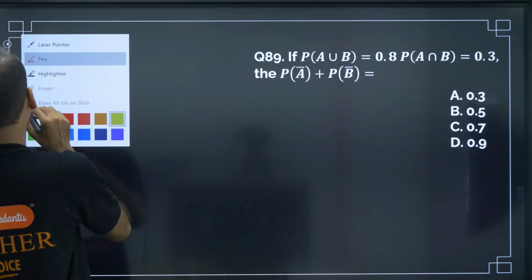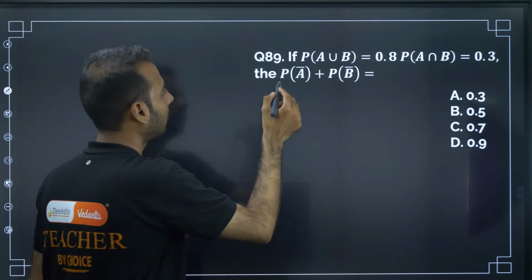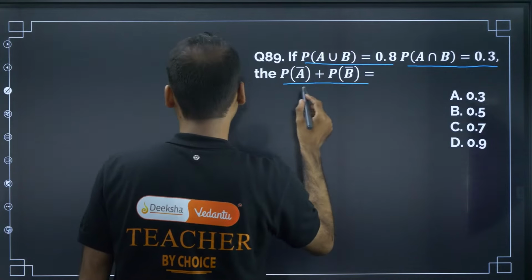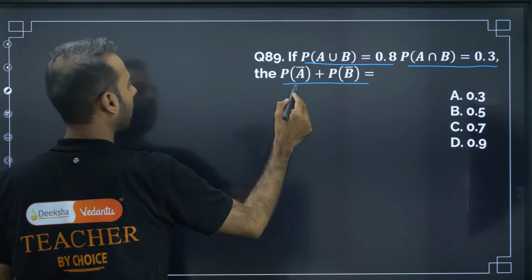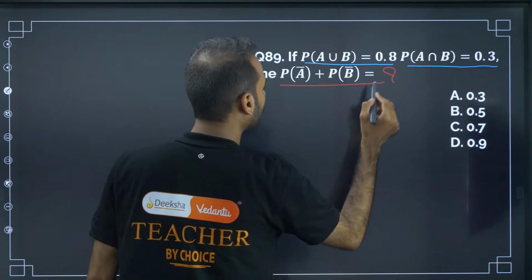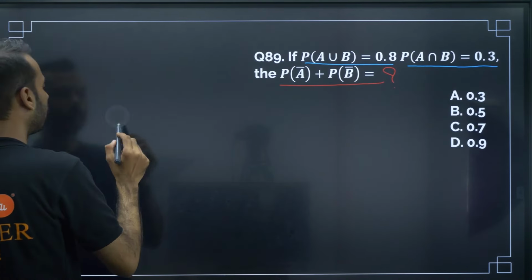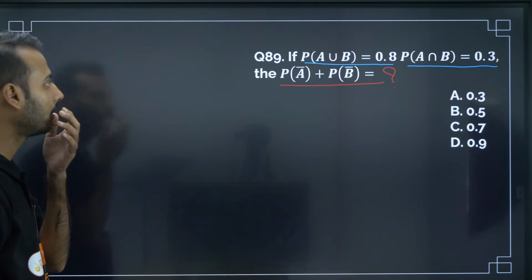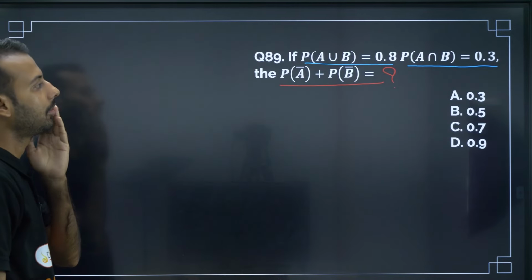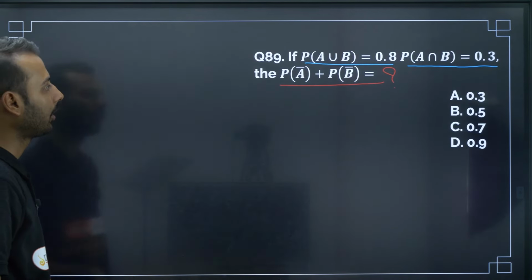If P of A union B is this, and A intersection B is this, what is the value of this? Now for this, P of A union B is 0.8, P of A intersection B is 0.3, then P of A dash plus P of B dash.